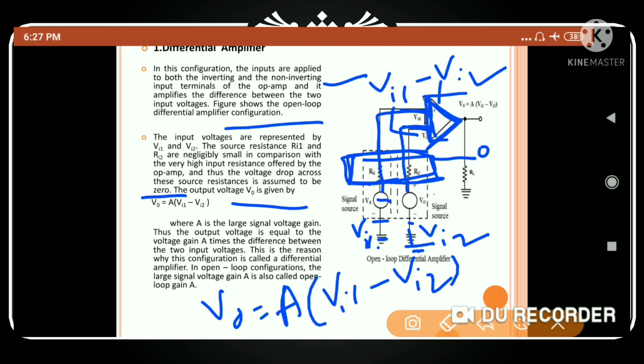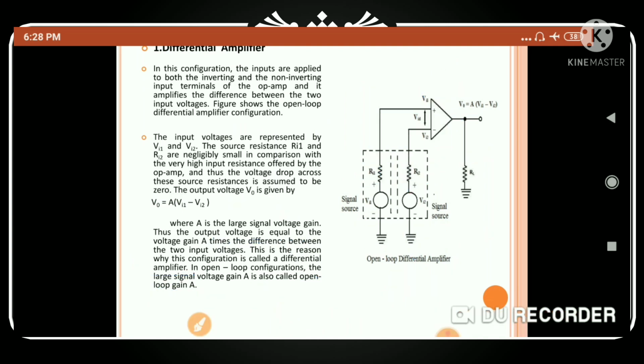So A is the large signal voltage gain. The output voltage is equal to the voltage gain times the difference between the two input voltages. This is the definition of this output voltage. This is the reason why the configuration is called differential amplifier. In open loop configuration, the large signal voltage gain A is also called the open loop gain.